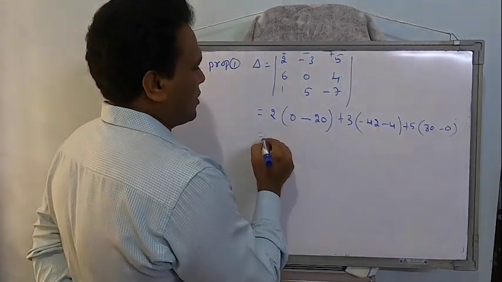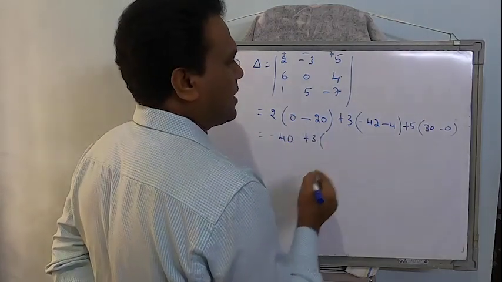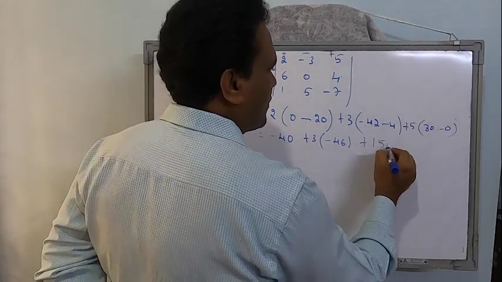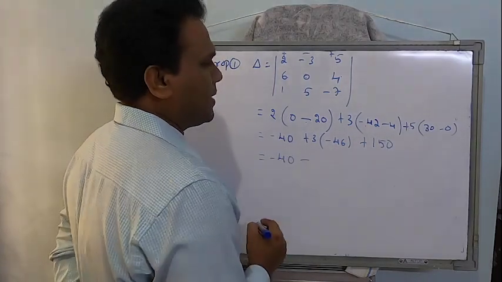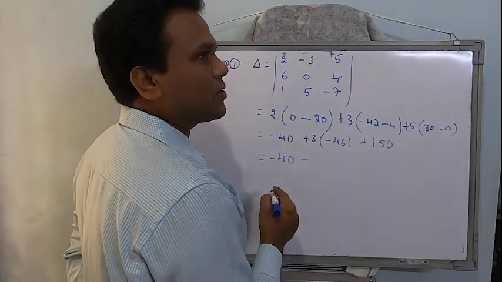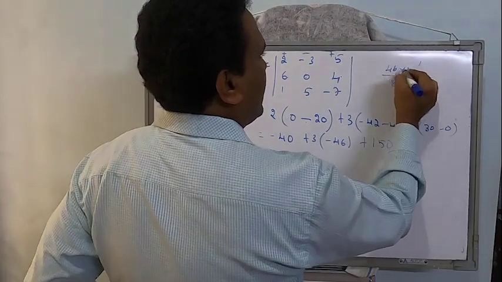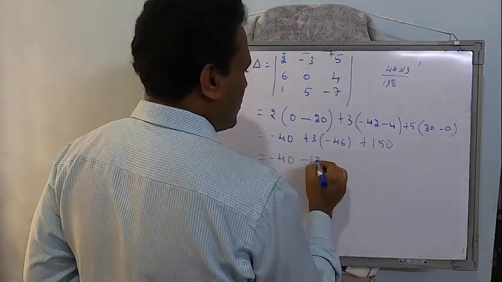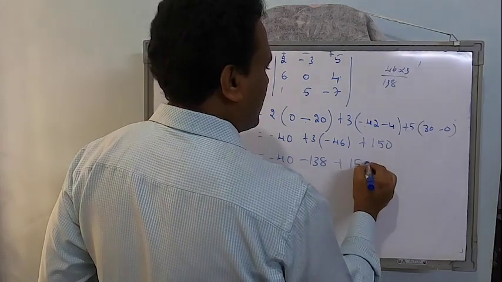Let us expand and get the value of this. So on simplifying this, minus 40 plus 3 multiplied by minus 46, plus 150. That's okay. So let us simplify it further. Minus 40 minus 3 multiplied by 46. So 46 multiplied by 3, that's going to be 138. Fine, plus 150. That's fine.